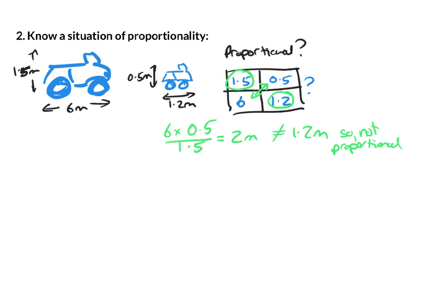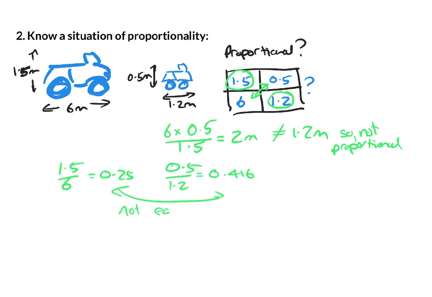Another way you could do it, for the same question, you could just do 1.5 divided by 6. That equals 0.25. And then I could do 0.5 divided by 1.2, and that equals 0.416. These two numbers are not the same. They are not equal. So, not proportional.